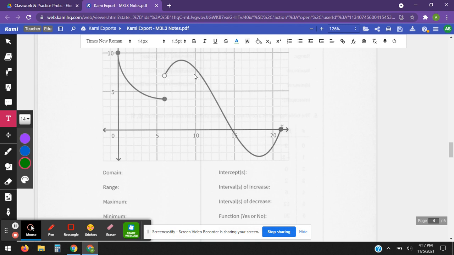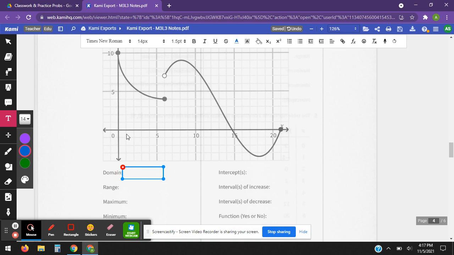So it is a continuous function in the sense that at every point, there's not 2 right here. It is a function because this point is 6, 4, and then the next one starts right here. So there is only one y value for every x. It looks like it may not be that way, but it is. So let's go ahead and do our domain for this one.